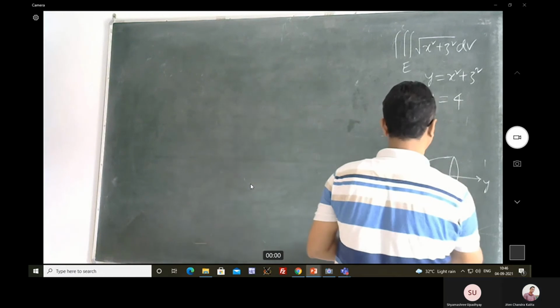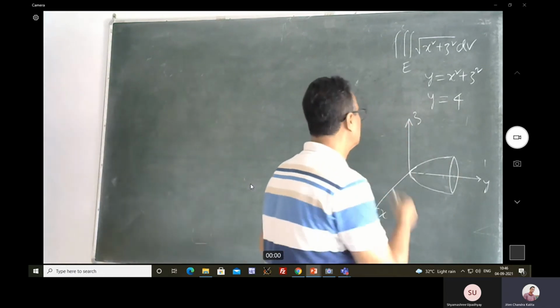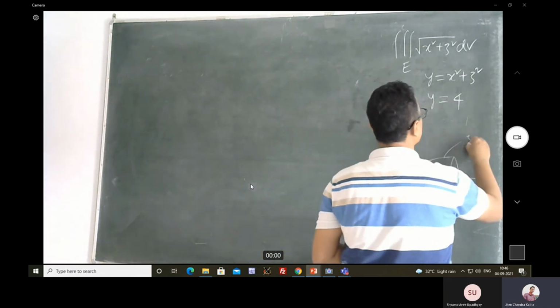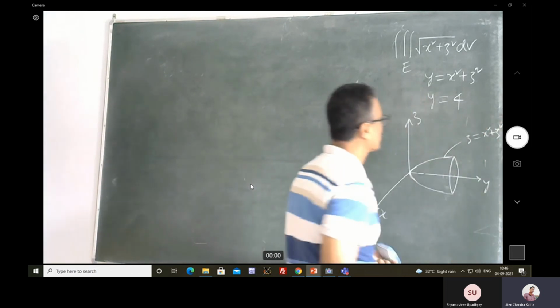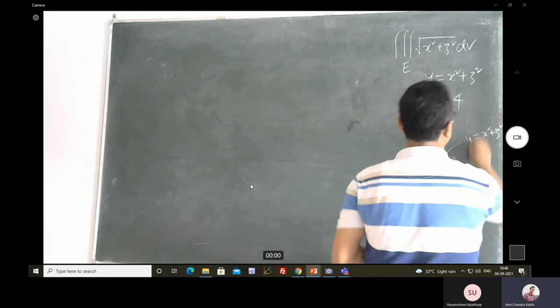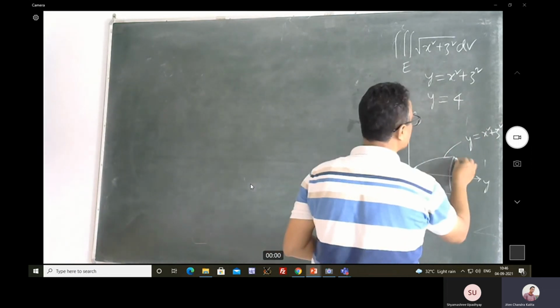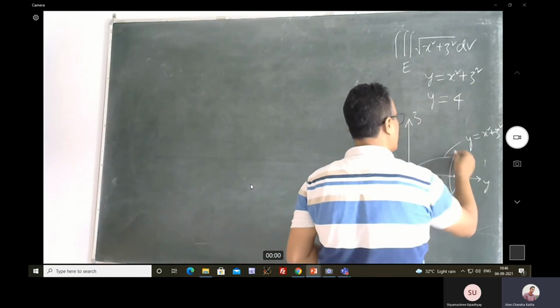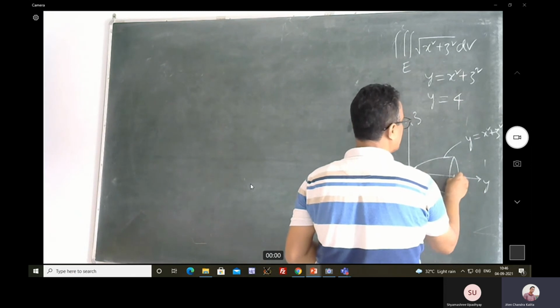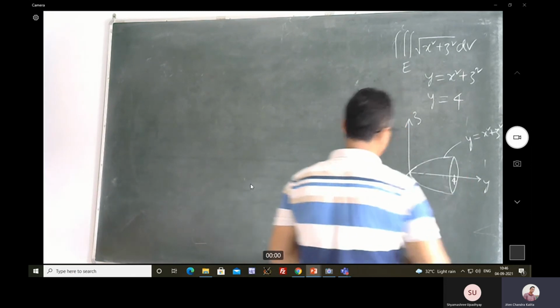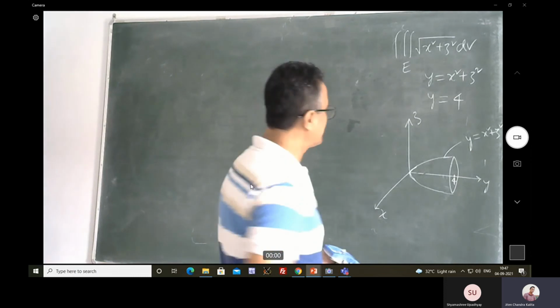Okay, so this is the paraboloid, y equal to x squared plus z squared. And this is the plane, which cuts the paraboloid. This is y equal to 4. Okay, so now, what is happening out here?